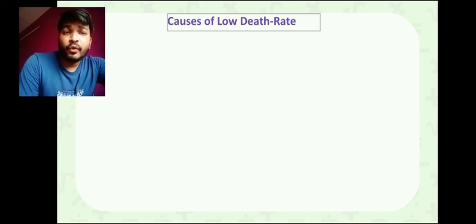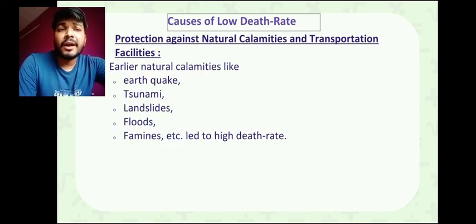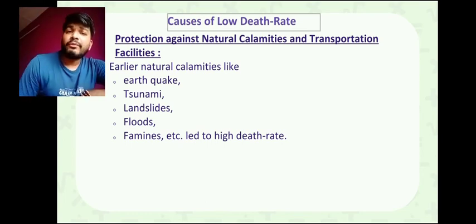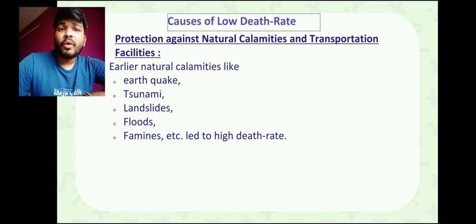Now coming to the fourth and the last point, that is protection against natural calamities. So when we talk about natural calamities, what are the natural disasters that happen? That is the very first word that comes, that is earthquake. Yes, then after that tsunami, landslides, floods, famines.